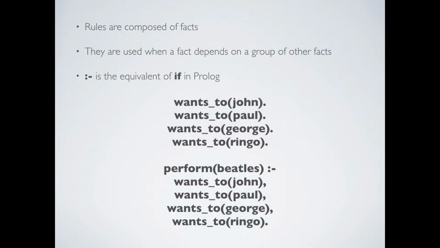Rules are composed of facts. They are used when a fact depends on a group of other facts. This is the equivalent of if in Prolog. Here you have an example with the famous Beatles.